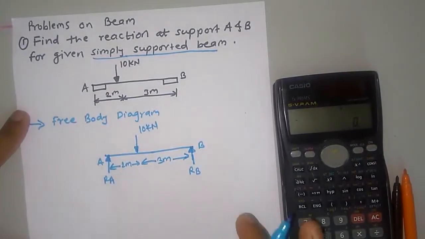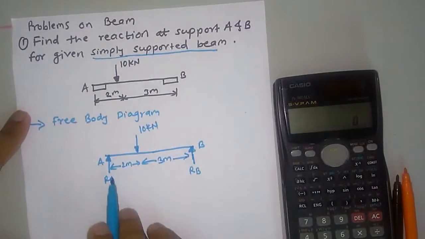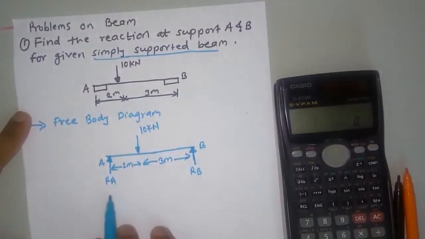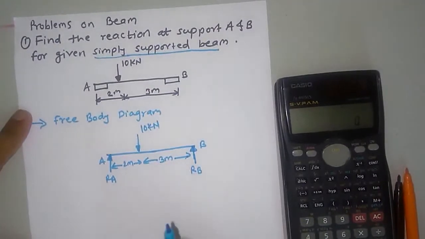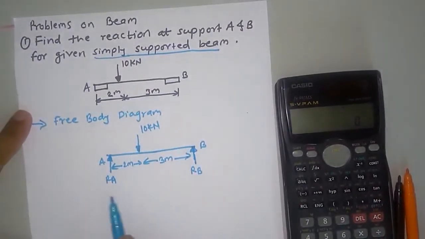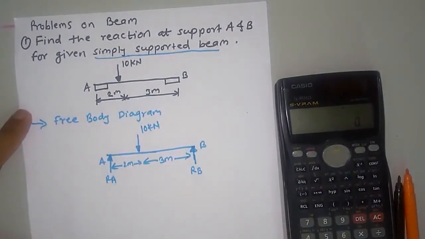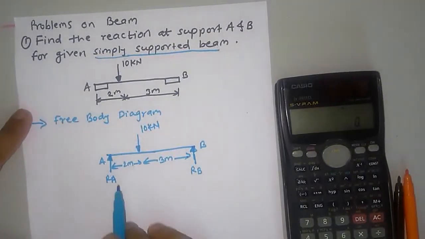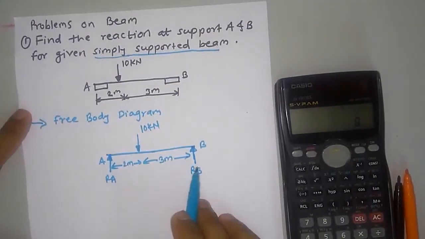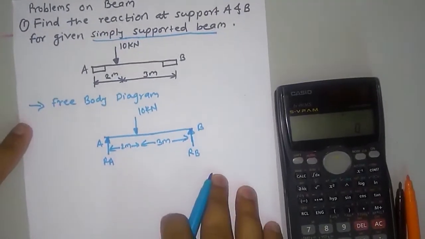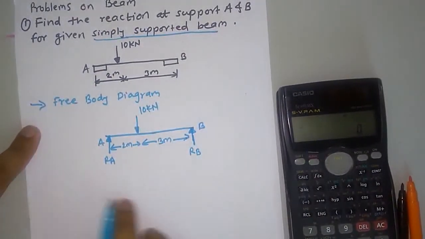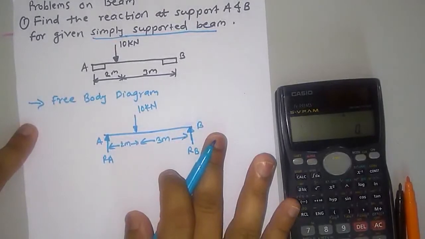Okay, so this is the free body diagram for the given beam. We need to replace the supports with the reactions. As it is simply supported, there will be an opposite reaction, that is RA and RB. So we need to find these reactions RA and RB. So how to find them, that we will see.